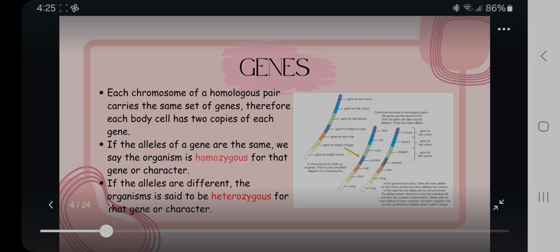Two terms that we need to familiarize ourselves with are homozygous and heterozygous. If the alleles of a gene are the same, we call it homozygous. However, if the alleles of a gene are different, we call it heterozygous. This will make sense when we delve into the topic of dominance.